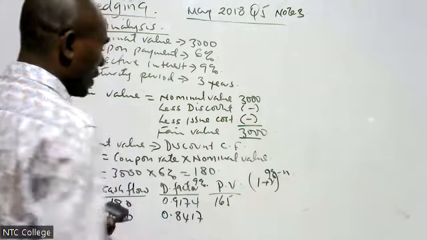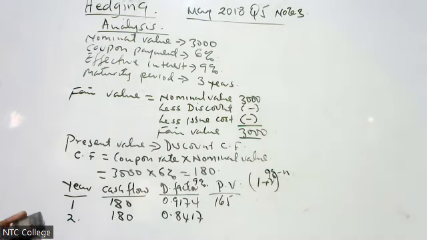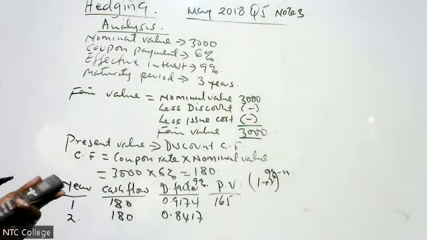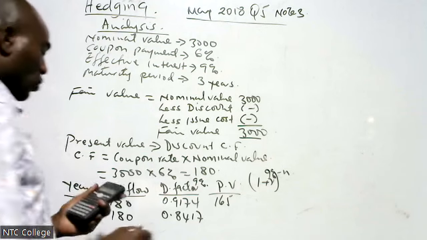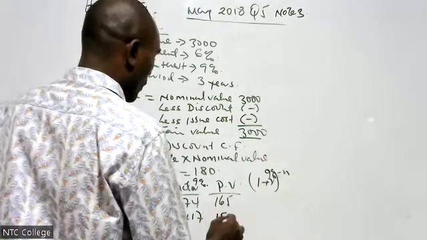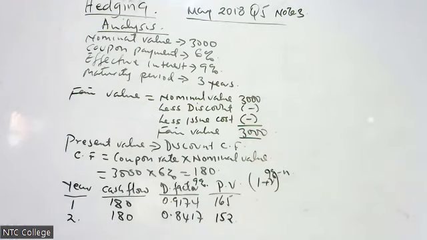0.8417. I'm rounding off 17. Therefore, it will be 180 times 0.8417, which is 152. I'm rounding off 152.